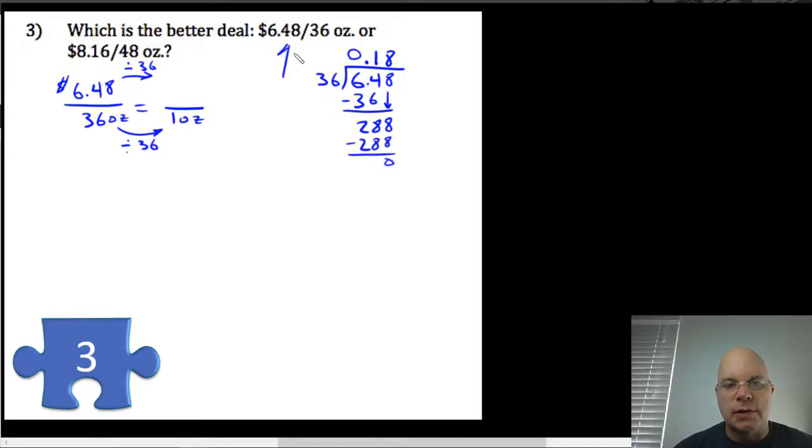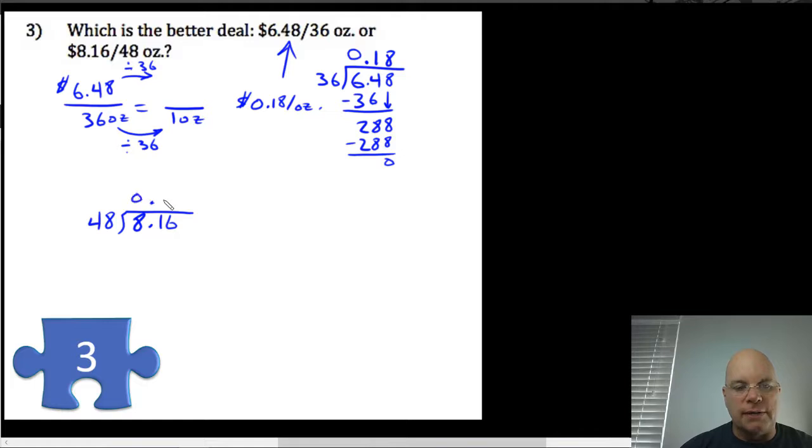So this deal works out to be 18 hundredths of a dollar, 18 cents per ounce. This other deal, 816 divided by 48, line up a decimal in our quotient. There are 0.48s in 8. There is 1.48 in 81.